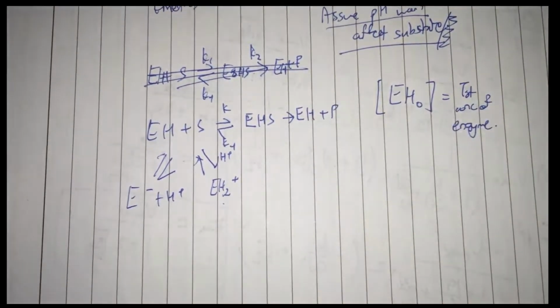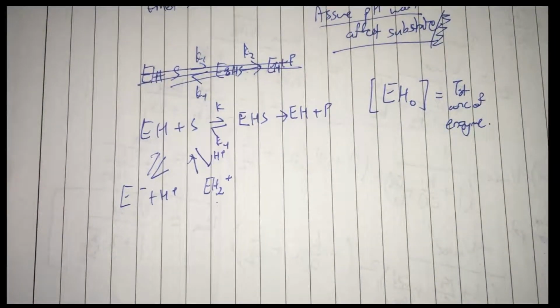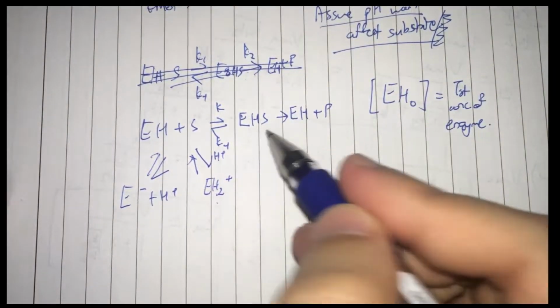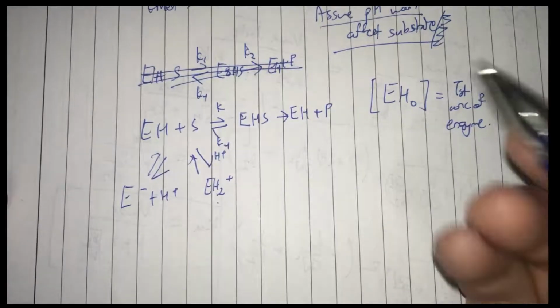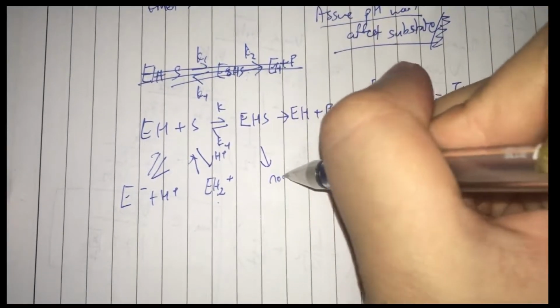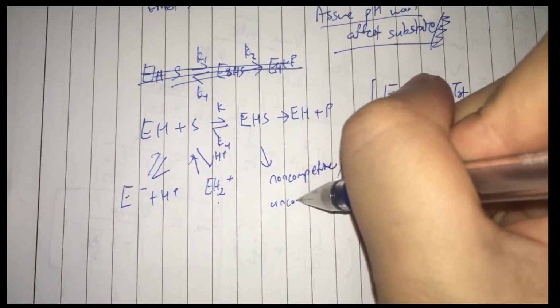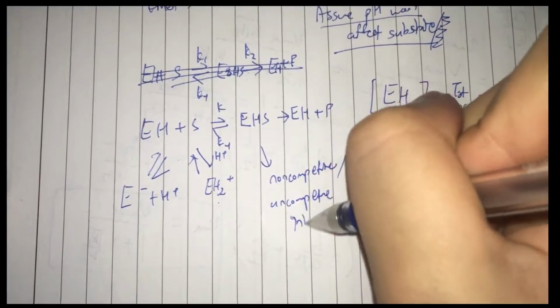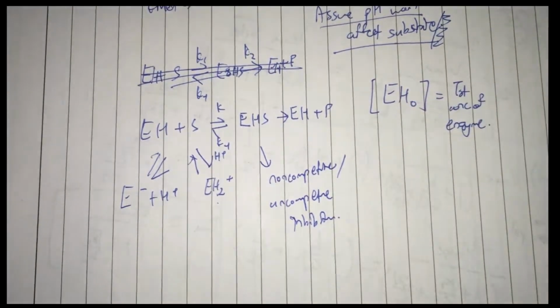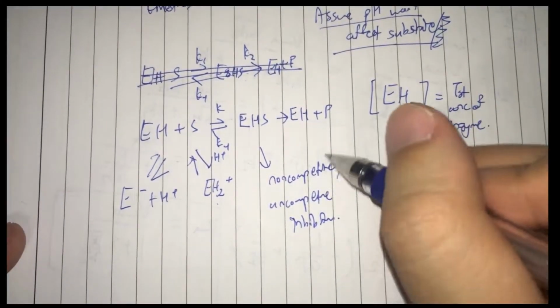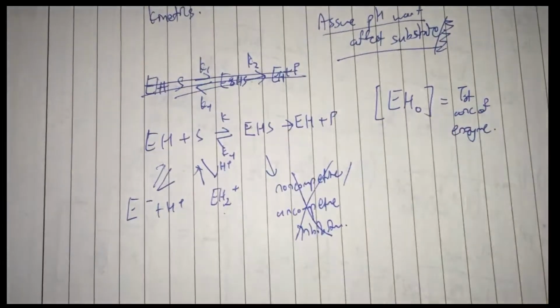If not, it's going to get really complex. Yeah, it's going to get really complex. And then you will have the case of maybe something like non-competitive or uncompetitive inhibition. So we are not going to discuss that at all. Your pH can cause non-competitive or uncompetitive inhibition, but for now we will not discuss that.